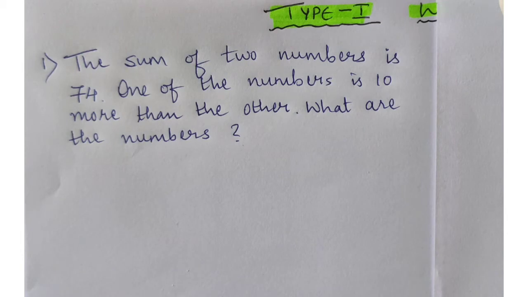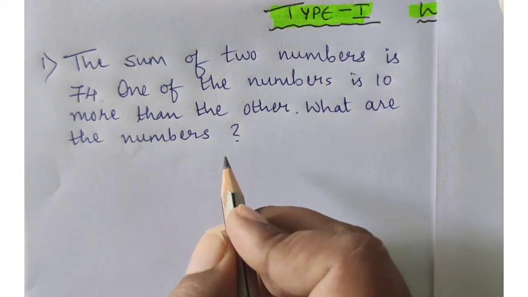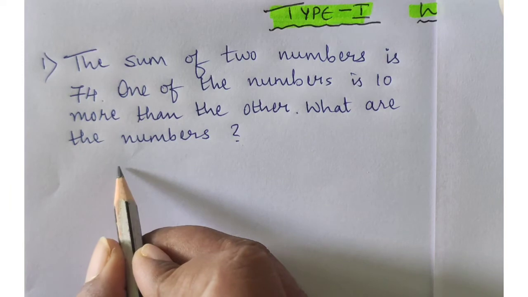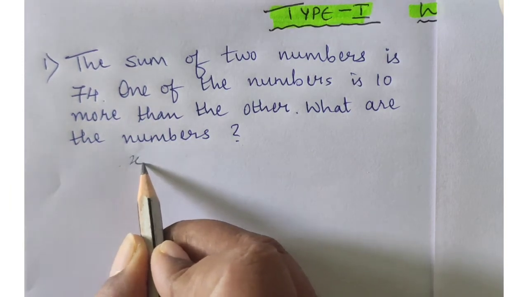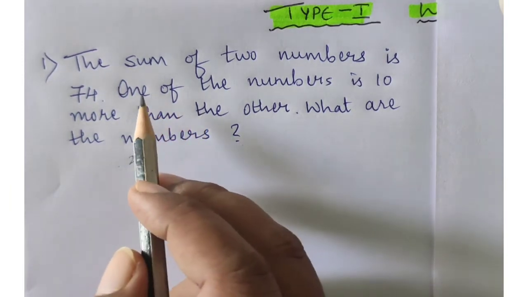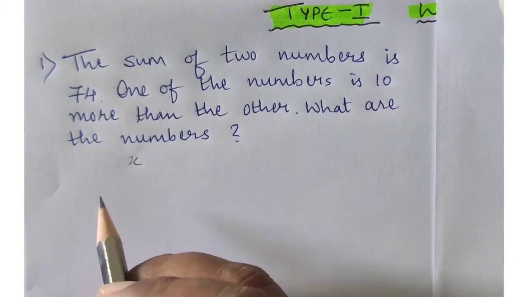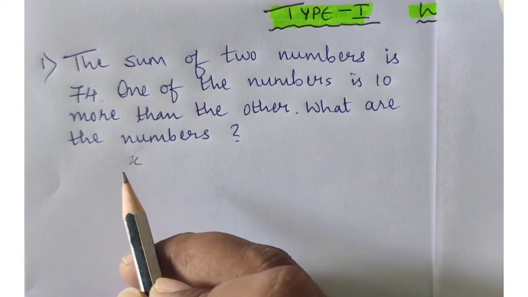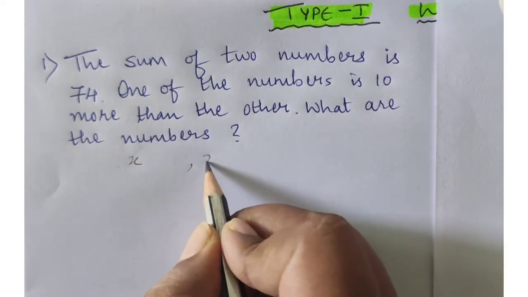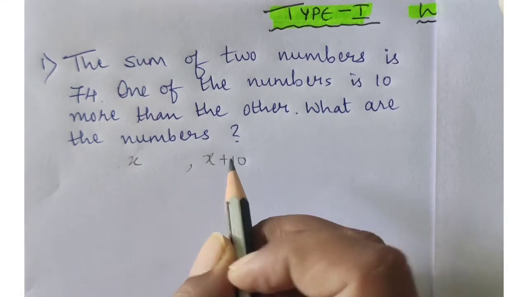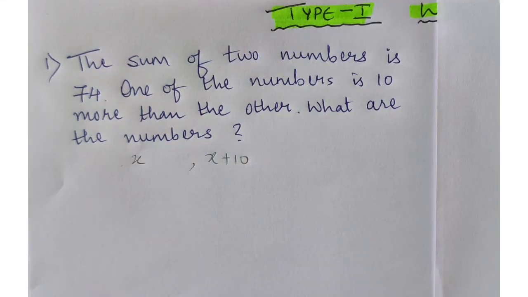So we have two conditions here. What are those? One of the numbers is 10 more than the other. So there are two numbers. Let's say I consider one number, the smaller number, as x, since it is unknown. What will be the other number? You see here, one number is 10 more than the other number. So if we consider the smaller number as x, the larger number would be x plus 10. So let us write the statement. Let the two numbers be x and x plus 10.